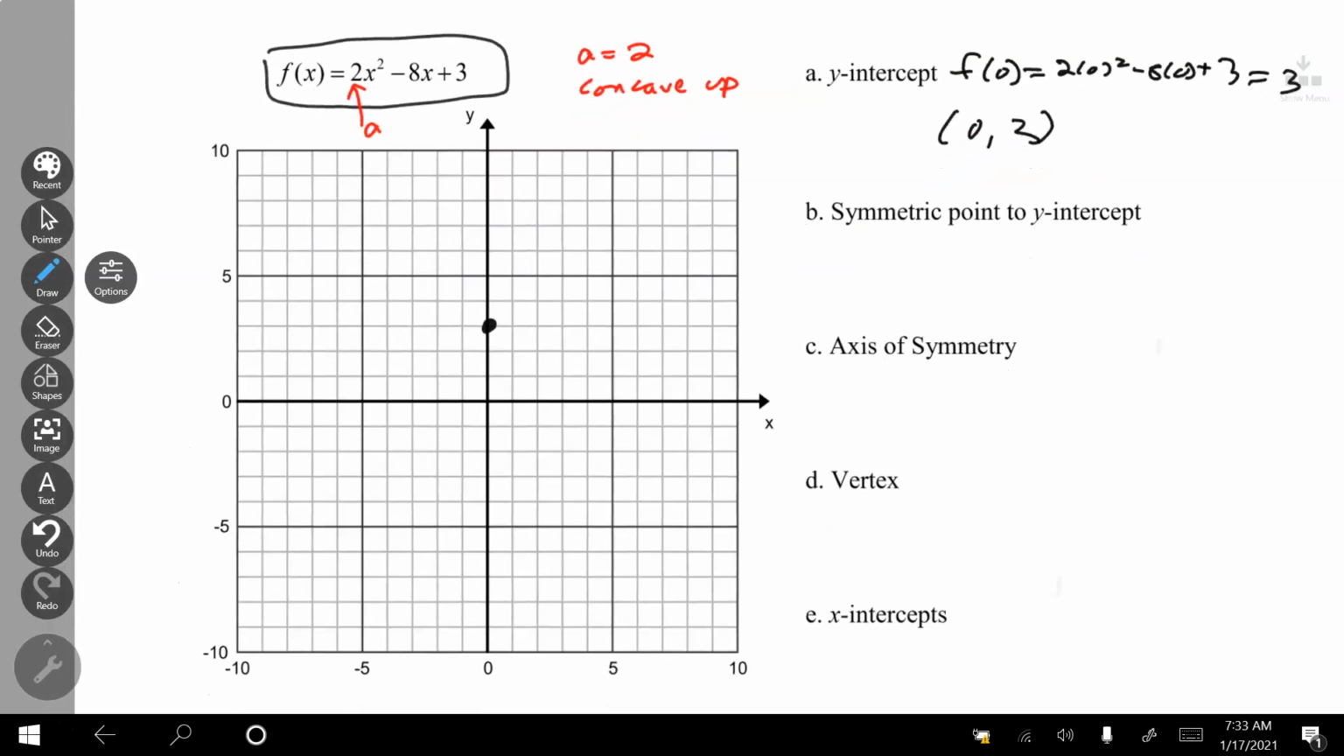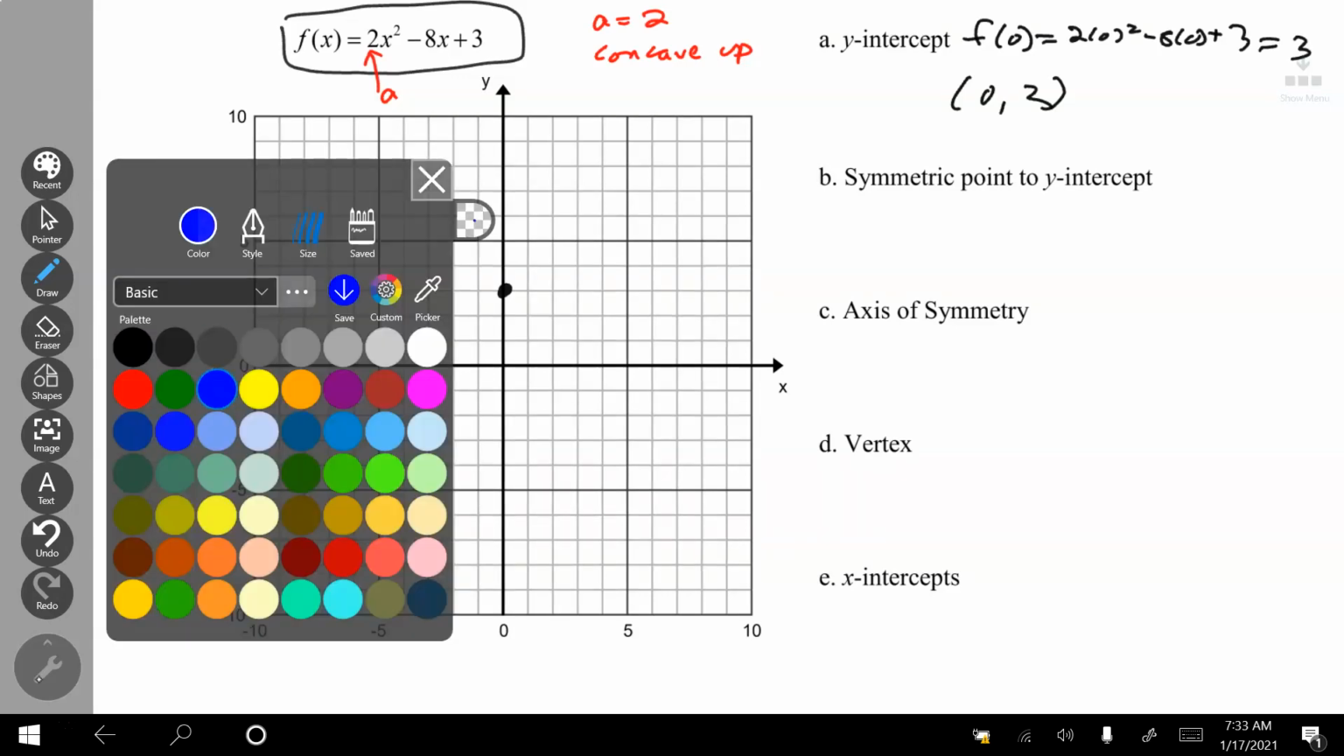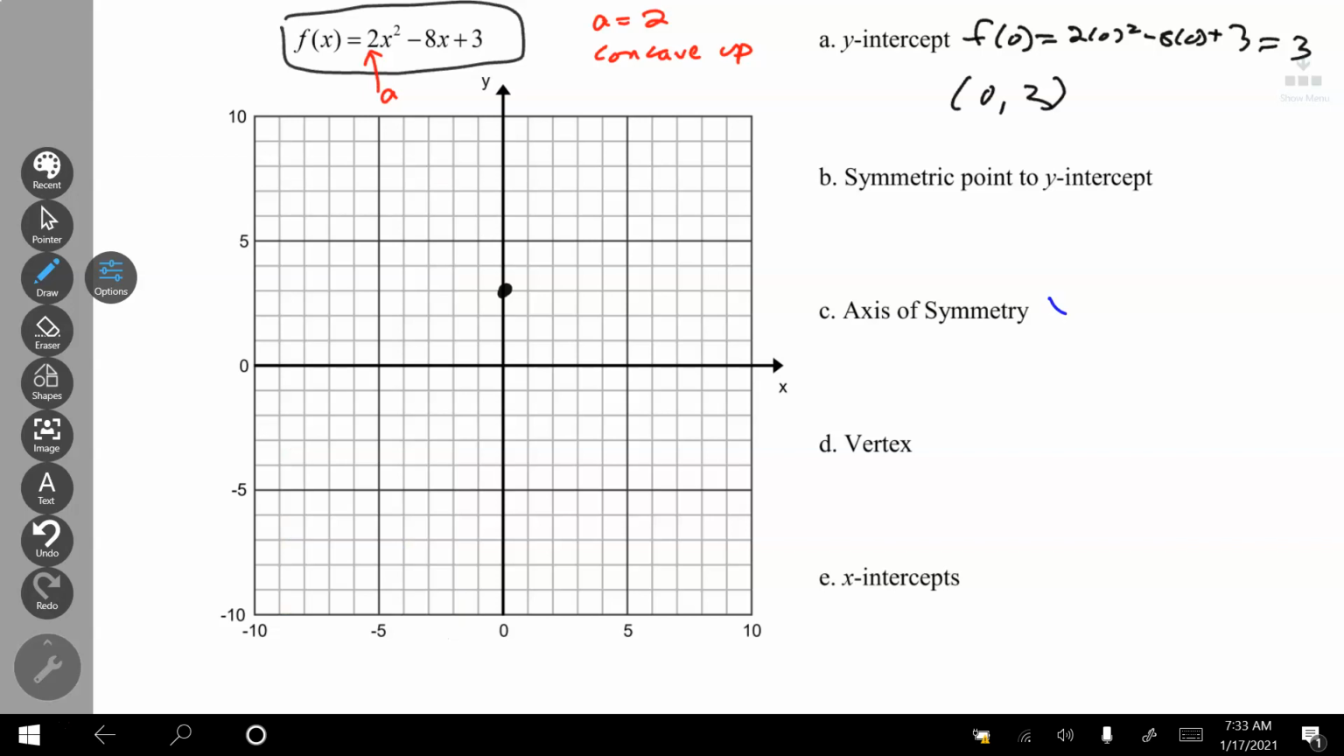Okay, now I got to find the symmetric point. Well, I can't find the symmetric point right now because I need the axis of symmetry. Well, the axis of symmetry is going to be negative b over 2a. Well, this is a, and that is b. So I get negative 8 over 2 times 2. So I get 8 over 4. So my axis of symmetry is x is equal to 2.